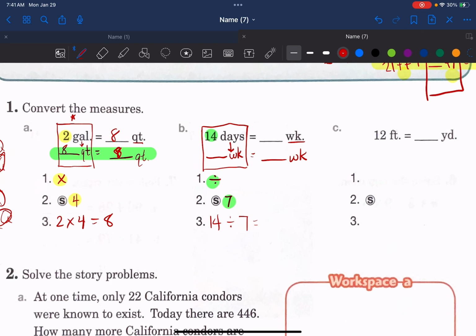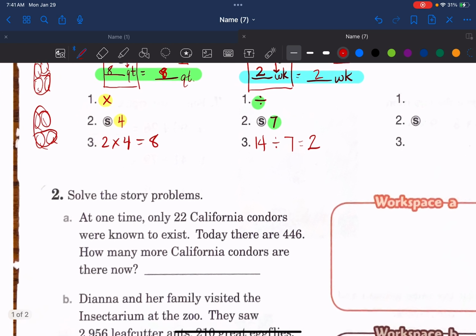14 divided by 7 is what? So 14, if you have a group of 7, how many groups would you have? 2. So, therefore, my new answer inside the box is 2 weeks. Do I have anything that I need to add to my 2 weeks on this row? Nope, it's just 2 weeks, so therefore my answer is 2 weeks. All right, go ahead and try that for the last one.